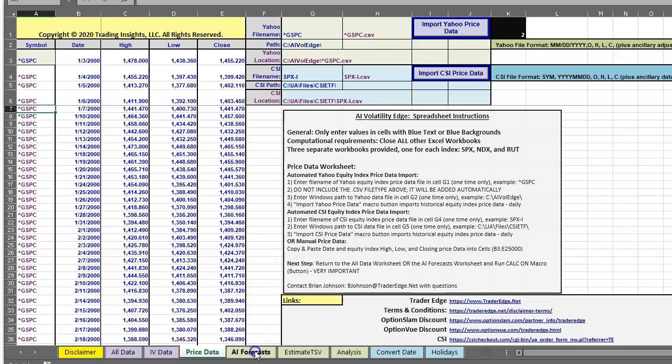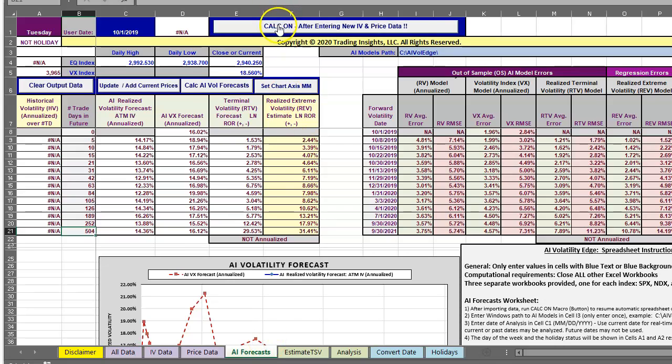We're going to move to the AI Forecasts tab. We're going to turn the calculations back on. And at that point, we are now ready to generate the general AI forecasts using the model.